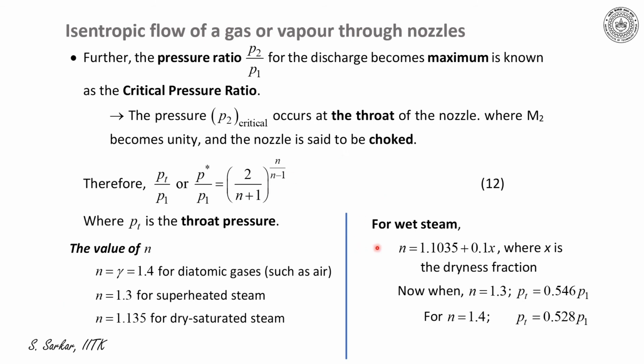Similarly, for wet steam, the value of n can be considered as 1.035 plus 0.1 into x, where x is the dryness fraction. Now for an example, when n is equal to 1.3, Pt, that is throat pressure, would be 0.546 P1. For n is equal to 1.4, the throat pressure would be 0.528 P1. Thus, through this example, one can appreciate that throat pressure or P star depends on the value of n, that is the expansion index.